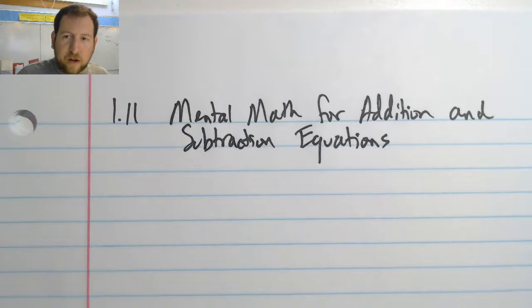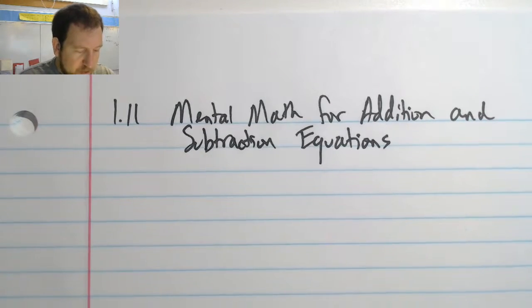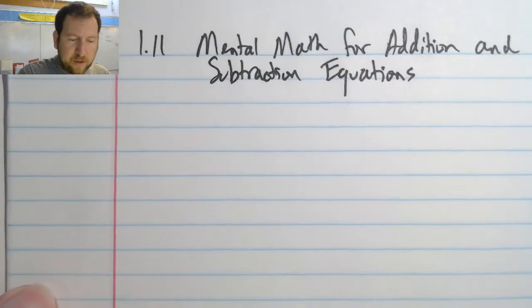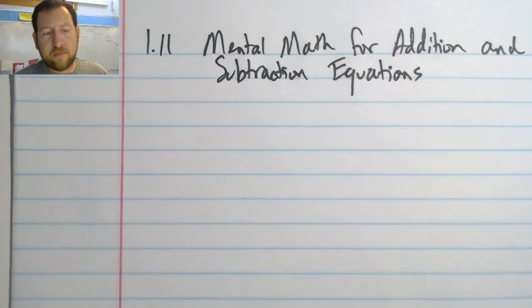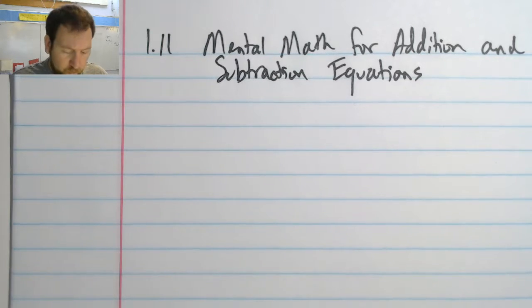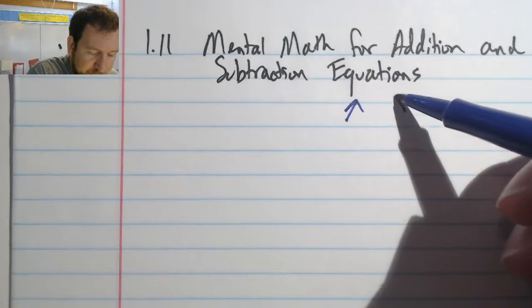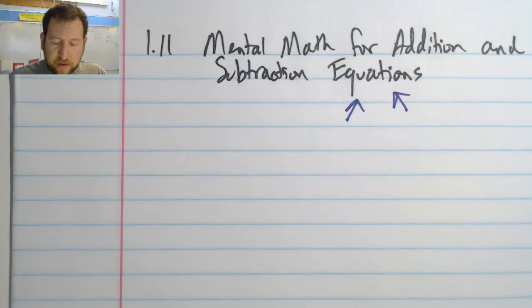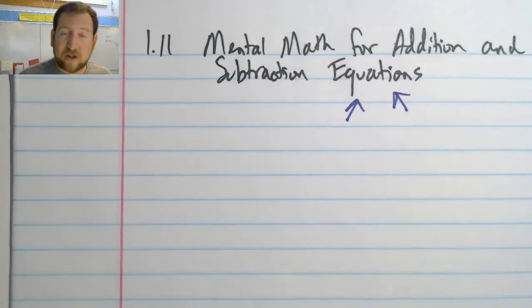All right, I want to talk about section 1.11, mental math for addition and subtraction equations. We're going to be talking about some of the things that we've been before, but we're going to introduce this new word and we're going to kind of investigate it. And this word is this one right here, equations. So just to remind us, we have been talking about expressions for a while.